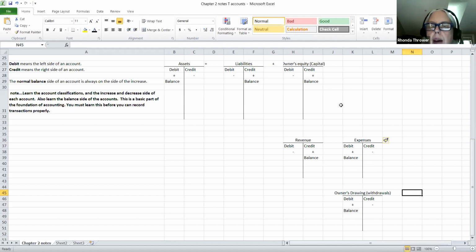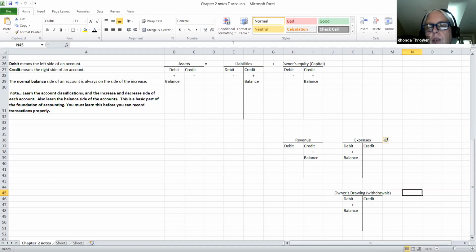Now, if you step back and look at these, you can see that assets, liabilities, and owner's equity were your balance sheet accounts. We still are going to be needing to know how to prepare a balance sheet, which you learned to do in chapter 1. Although we're not going to talk about it much in this chapter, it's going to come back and haunt us in the next chapter.